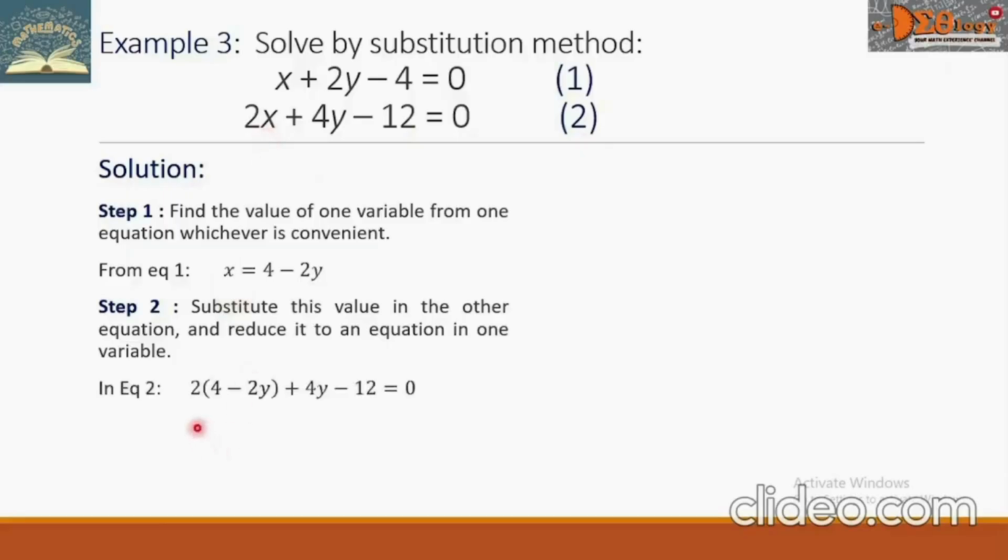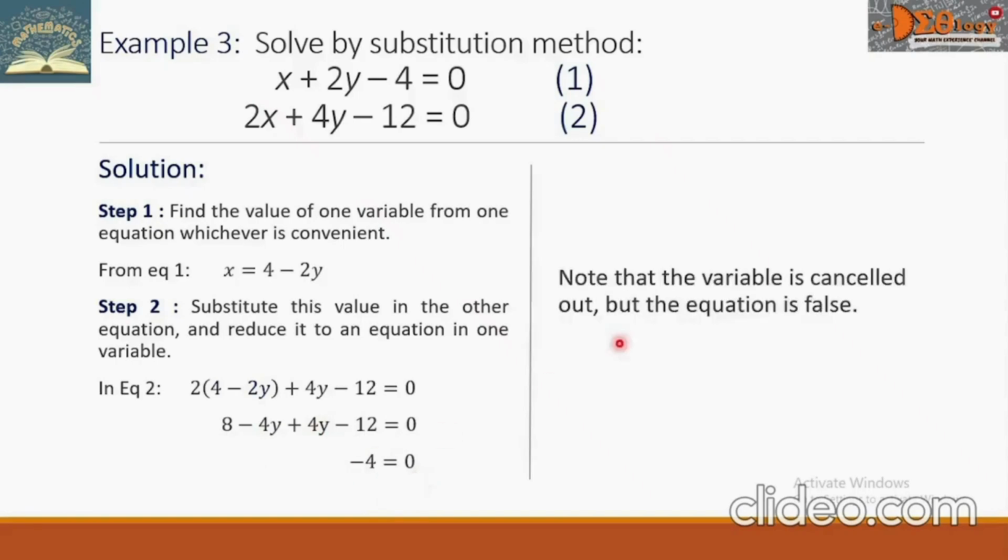So equation 2 becomes 2 times the quantity 4 minus 2y. Then we copy plus 4y minus 12 equals 0. We simplify further. 2 times 4 is 8. 2 times negative 2y is negative 4y. Then plus 4y negative 12 equals 0. We simplify negative 4y plus 4y becomes 0. 8 minus 12 is negative 4 equals the right side value 0.